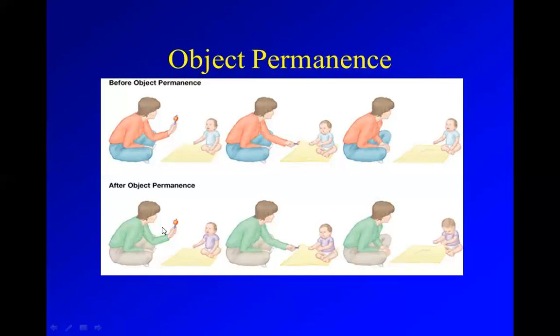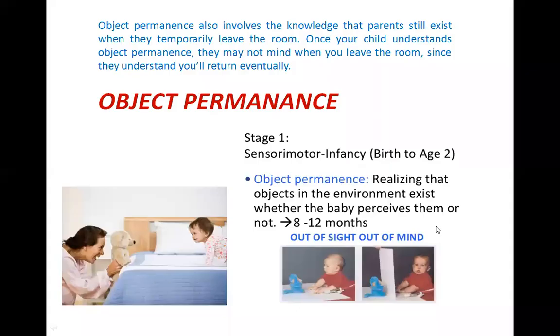They think things are existing even if they are not in the sight of the children. Here, the mother is showing the rattle, and here she has hidden it. And look, here the child is trying to find the rattle. So we can say the child becomes aware that things exist even when they are out of sight. Object permanence also involves the knowledge that parents still exist when they temporarily leave the room. So when the children understand that you will come again after some time, they become aware that their parents are always at home. They will return to their home. So this is the phase of object permanence.